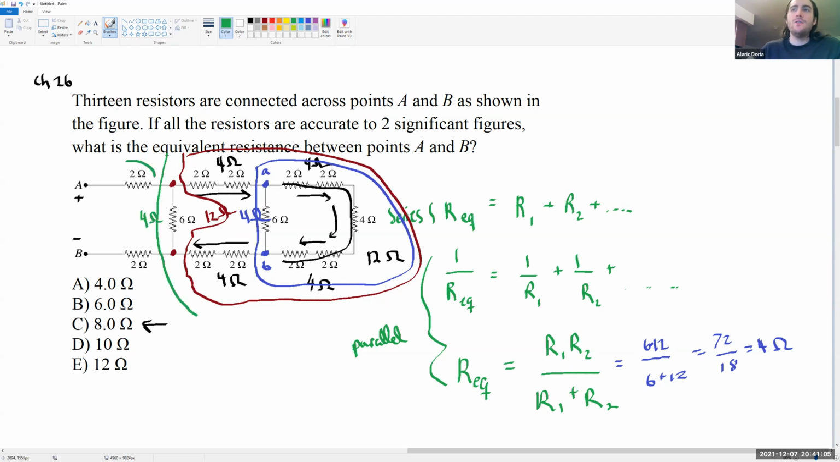And then we have a 2, a 4, and a 2, which are going to be in series. That's going to give us 8 ohms in total. So the equivalent resistance here between these two is 8 ohms for REQ. So that would be the correct answer, C, 8 ohms. We'll be back with the next question in just a second here.